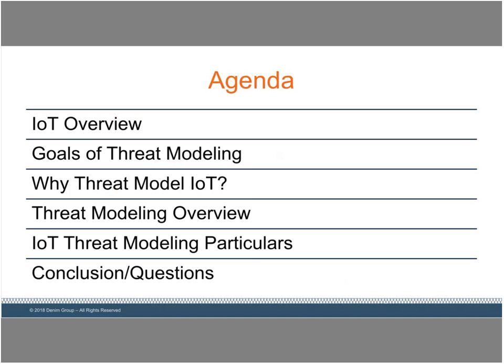From an agenda standpoint, we're first going to talk about IoT, the Internet of Things, and a little bit about my perspective on this topic or on this industry. I'll try to explain the bias of where my perspective comes from, because my perspective may be different than other folks'. Then we're going to switch gears and talk about the goals of threat modeling. Why is threat modeling a valuable practice, and what should you expect to get out of it in your environment? Then we'll combine those and look at why threat modeling is a particularly valuable practice when you are looking at IoT systems. We'll provide a short tutorial or background on the practice of threat modeling.